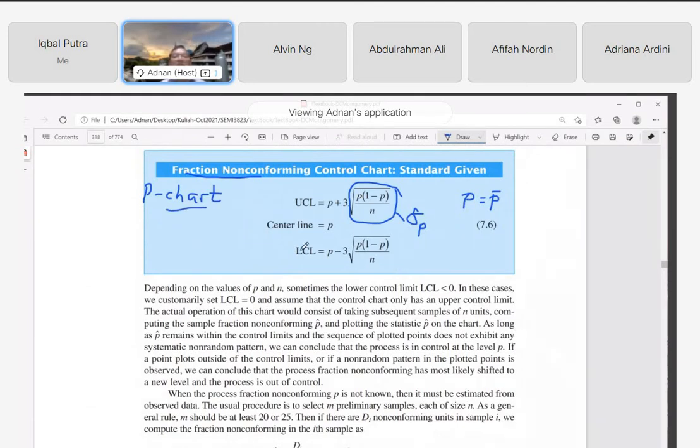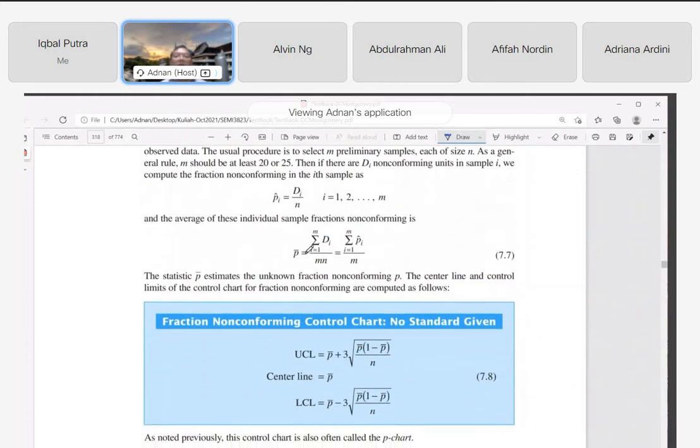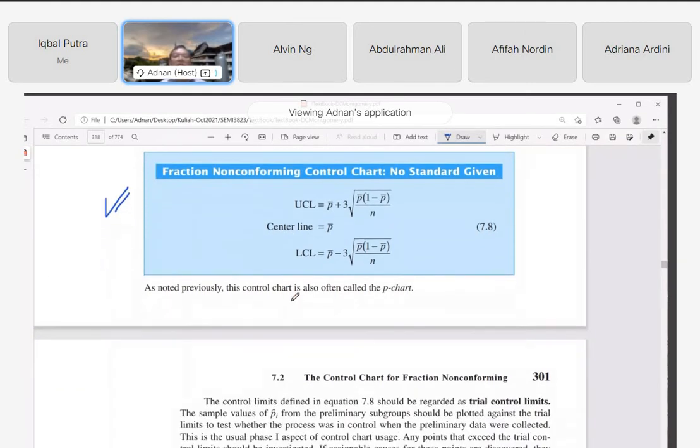Okay, let's see an example. See here, again they show P bar. This is the formula that we normally use: P bar plus 3 times the square root of P bar times 1 minus P bar over N. This is the central line. This is the formula that we are going to use most of the time. This control chart is often called the P chart.